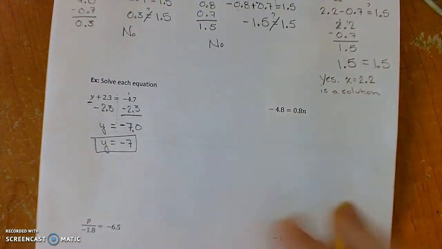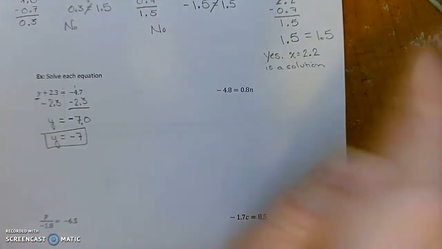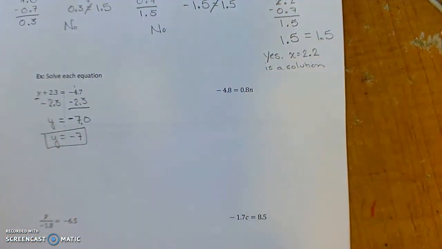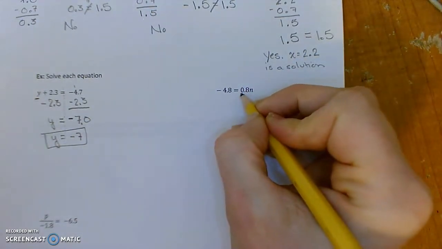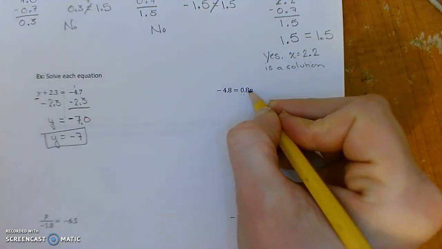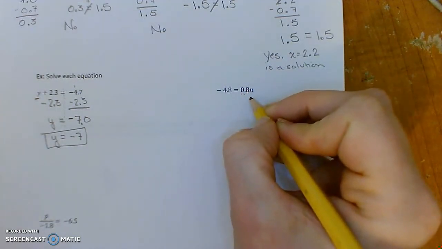Let's do the next one. Negative 4.8 equals 0.8n. Why don't you pause the video and try to work this one on your own. All right. So here is where I'd like to undo whatever operation is connecting the 0.8 to the n.